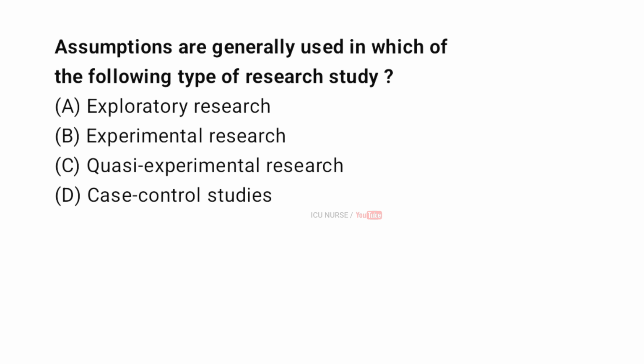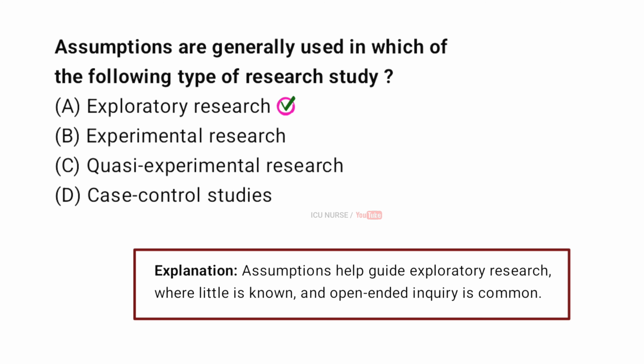Assumptions are generally used in which of the following type of research study? A. Exploratory research. B. Experimental research. C. Quasi-experimental research. D. Case control studies. And the correct answer is A. Exploratory research. Assumptions help guide exploratory research, where little is known and open-ended inquiry is common.